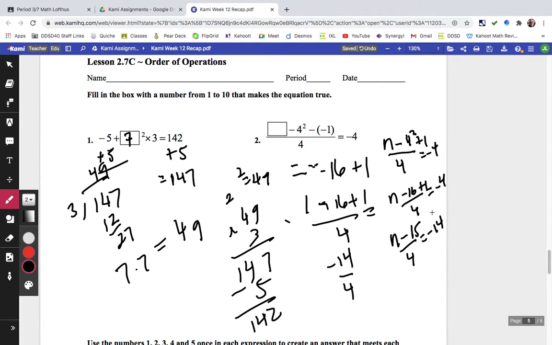And, whoops, not 14, -4. And we're going to multiply by 4. So n minus 15, excuse me, equals -16. And if we add 15 to both sides, we get -1. And so there is an error. This should be a -1. So this is a mistake in the problem.